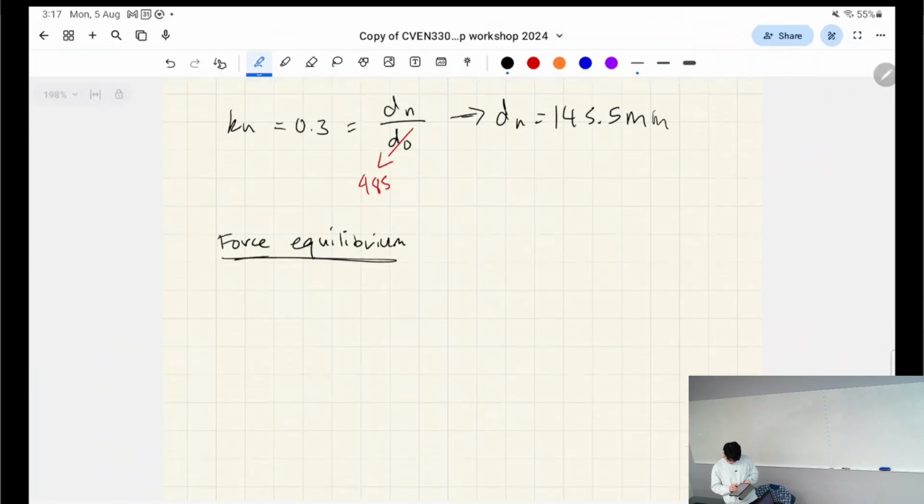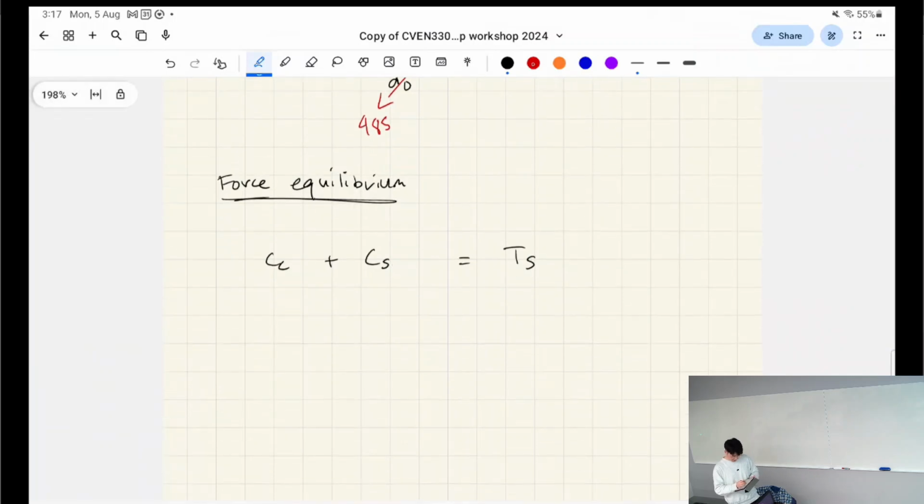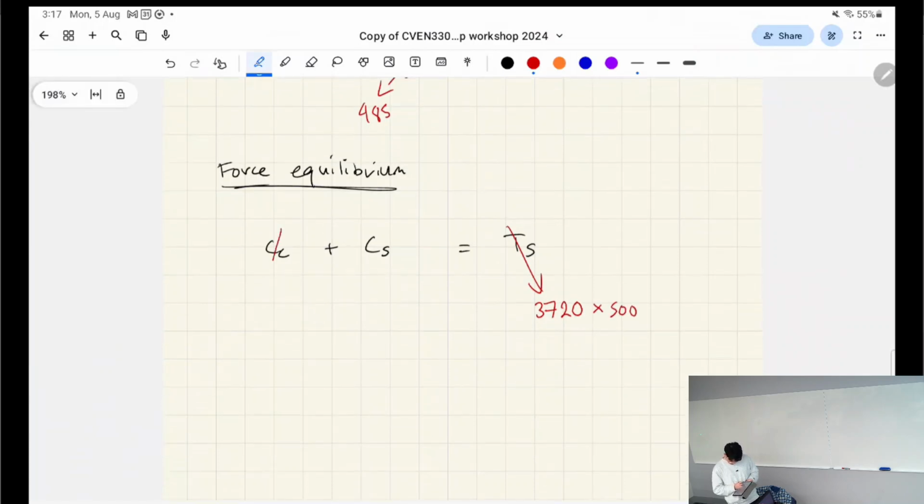So we use our force equilibrium. We have all the compressive forces equal to all the tensile forces, right? So we call compressive concrete CC, compressive steel CS, and tensile steel TS, right? This doesn't change, right? This will change based on dn, right? So this is alpha 2, fc, gamma, dn, b, right?